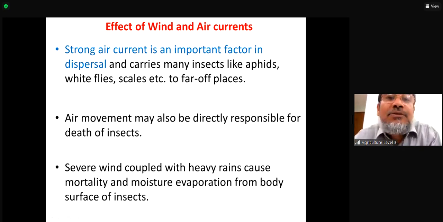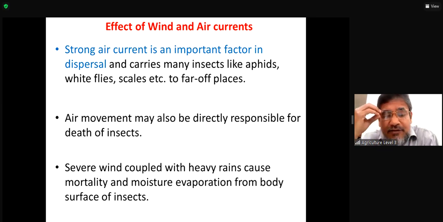Okay, now I would like to just start the class. We started our class on the environmental factors, the effect of environmental factors. Probably you can remember, we talked about the effect of light, the effect of moisture, and the effect of temperature. Now I'm moving to some other factors which also influence the life of insects.